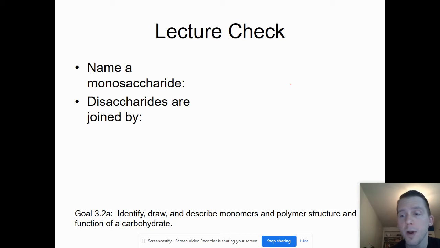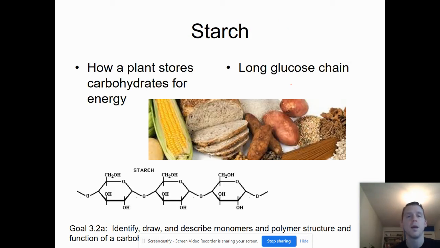Okay, so a monosaccharide, you could have said glucose, you could have said fructose. Disaccharides are joined by a dehydration synthesis reaction is the answer to that one. Okay, so let's take a closer look at some of these polymers. So we're going to start with starch.